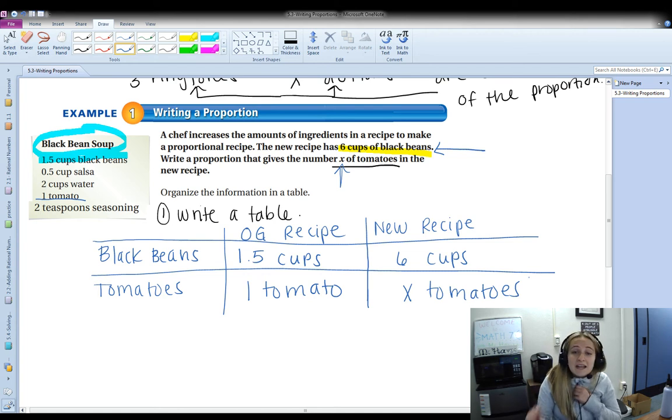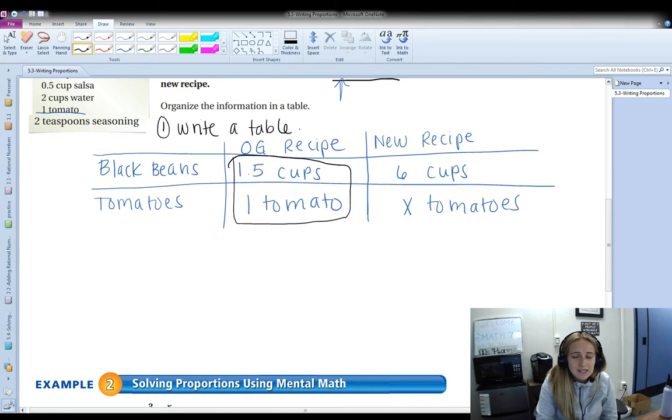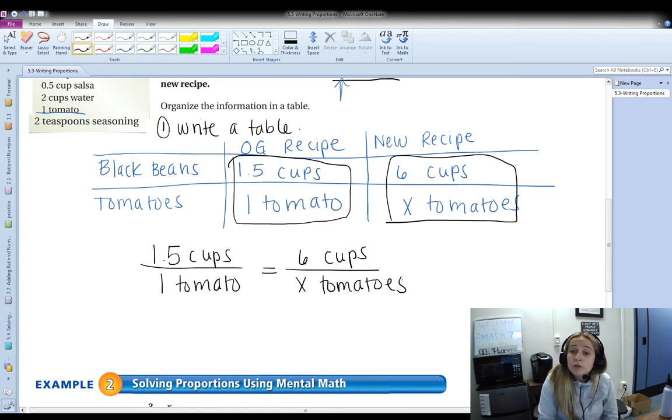Okay, so now the second part is we're going to write a proportion with this information. So remember, we can write it either way. We can either write it using columns or rows. I'm going to write it using columns, which means I'm going to take this information and put it on one side of the equal sign. So I'm going to write 1.5 cups over 1 tomato equals, and then I'm going to put the other column on the other side, 6 cups over X tomatoes. Okay, remember you could have done it using rows.